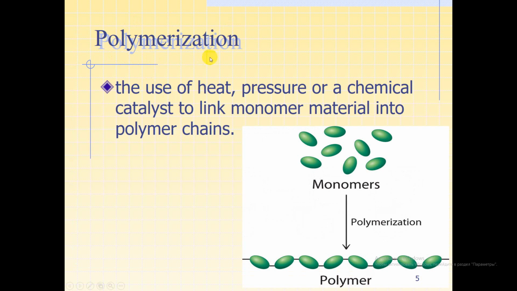Polymerization is the use of heat, pressure, or a chemical catalyst to link monomer material into polymer chains. So, from monomers, using polymerization, we find polymer.